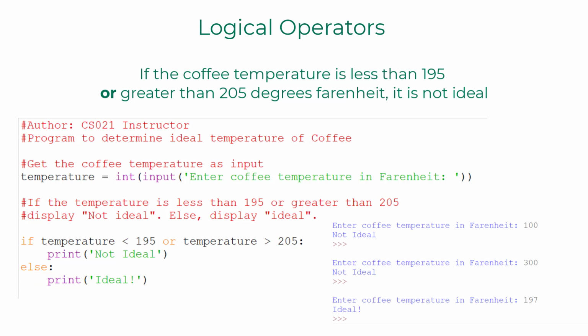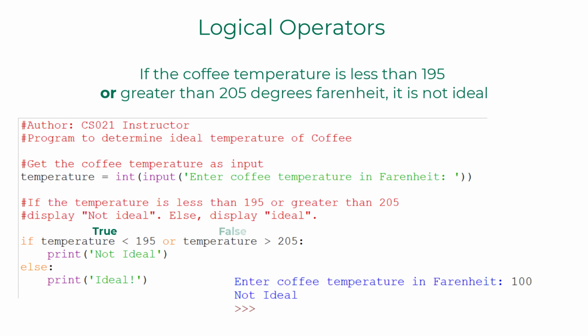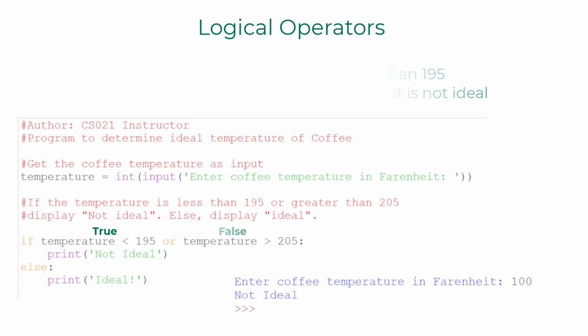Here are a few test runs on this program. I've entered 100, 300 and 197. For now, we're going to focus on 100. So the condition temperature less than 195 is true for 100. Temperature greater than 205 is false. OR is a pretty lenient logical operator. It just requires one of the Boolean expressions to be true.